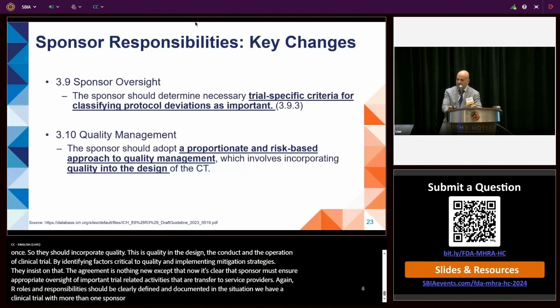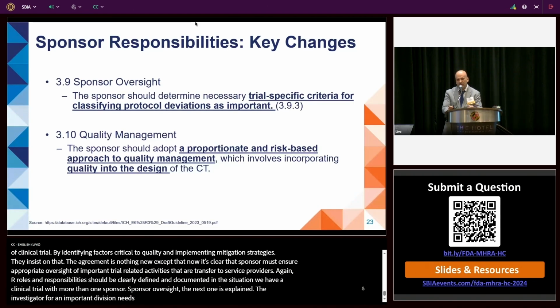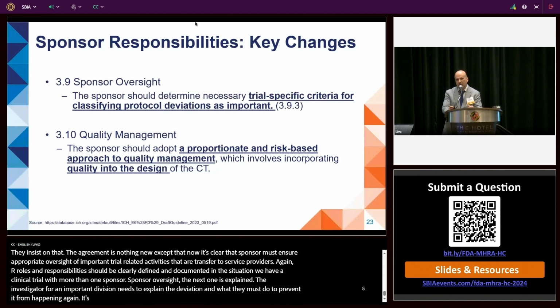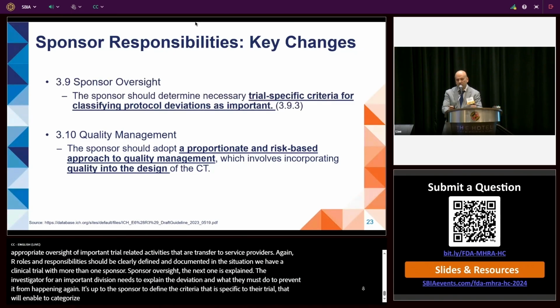Sponsor oversight, the next one. As I explained, the investigator for important deviation needs to explain the deviation and what they implemented to prevent it from happening again. But it's up to the sponsor to define the criteria that are specific to the trial that would enable to categorize and classify and define what's an important deviation.